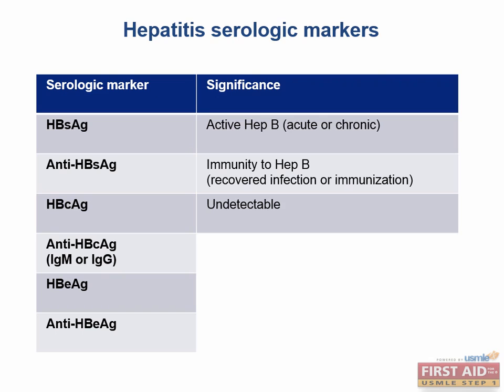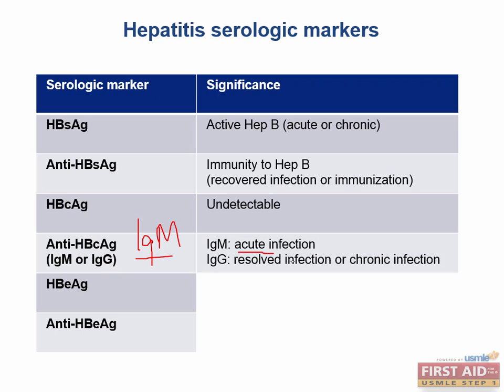So using your thinking caps, what would you think the patient has if there is measurable IgM antibodies against the hepatitis B core antigen? IgM antibodies would indicate that there is an acute infection, while IgG antibodies would indicate resolved infection or a chronic infection. Very good. It is important to know, and this is a very important concept, that we will not see antibodies against the core antigen in response to vaccination.